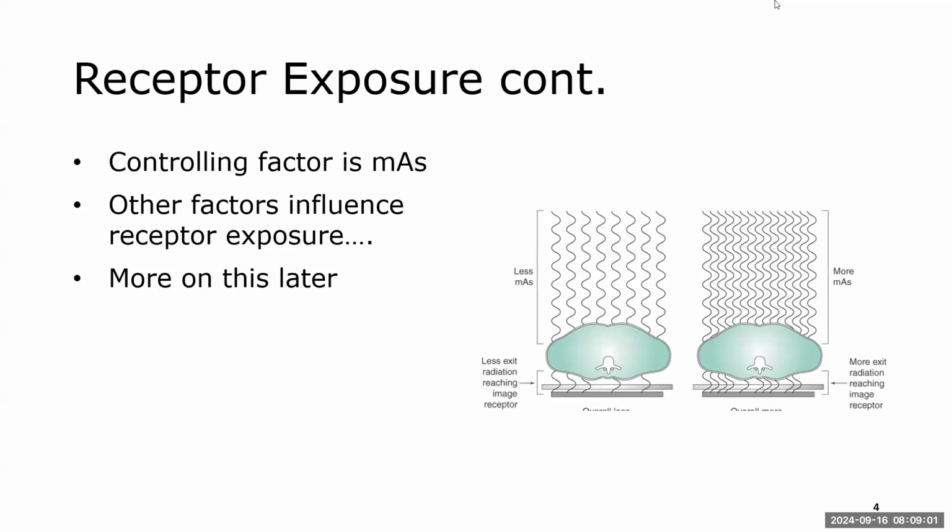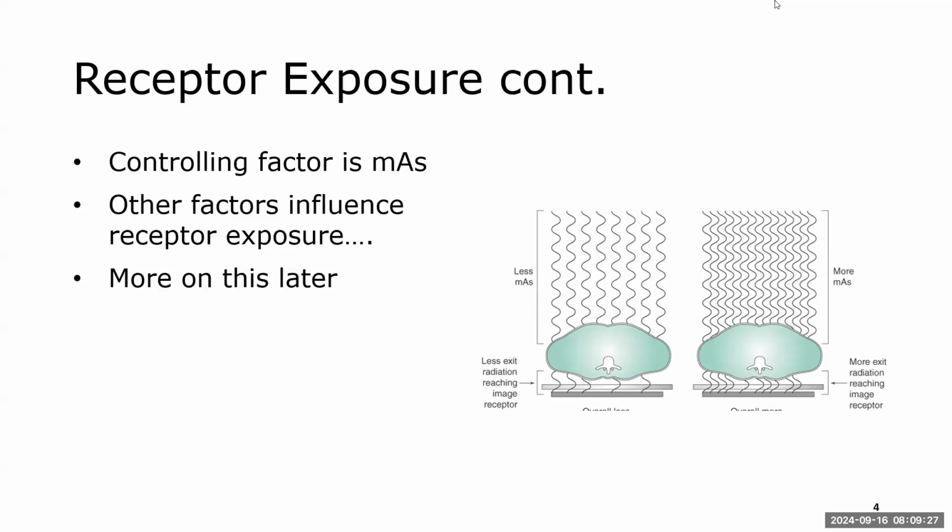This picture here is from your Aber book. And it just shows you that on the left, if you have less mass being applied to the patient, then it just makes sense that you're going to have less that actually has an opportunity to make it through to the IR. If you have more mass, then you're going to have more exit radiation reaching the IR.